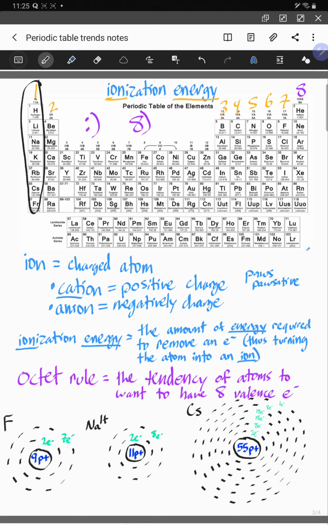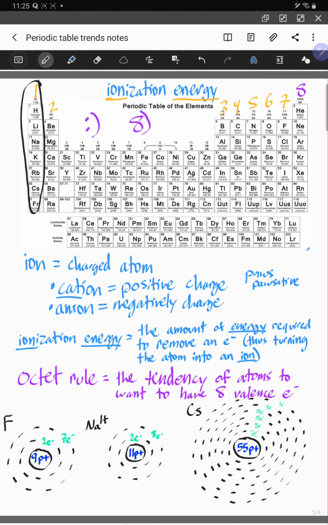So it looks like we have established here that the same thing is going to happen if we have another element here in the second column. Instead of giving away 1 electron, it's going to give away 2 electrons. And then the third column, instead of giving away 1 electron, it's going to give away 3 electrons. But as you might imagine, it's going to be harder to give away 2 electrons than it is to give away 1, and it's going to be harder to give away 3 than it is 2, etc.